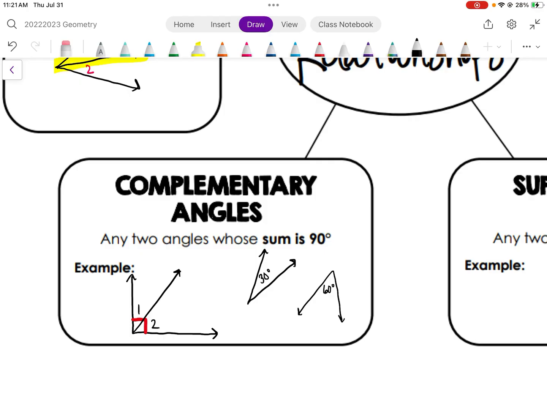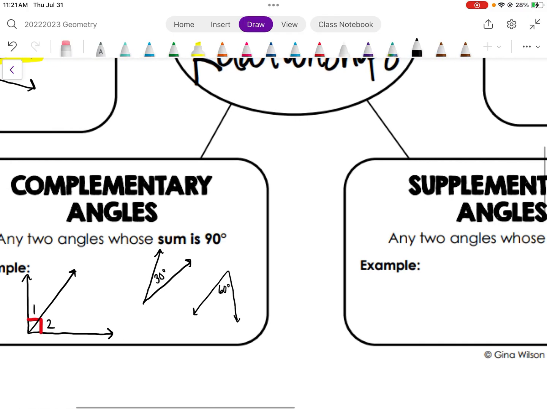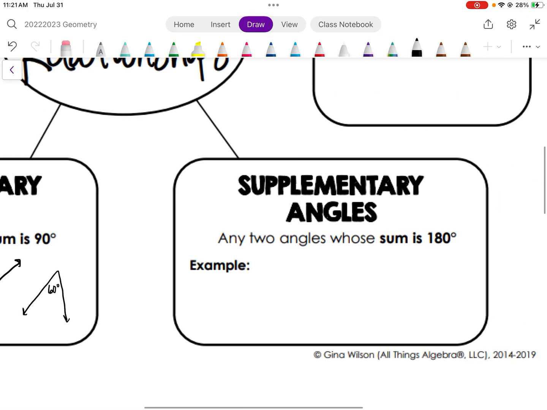Sometimes you'll just see the box and it's two angles that make up a right angle. Sometimes it's just two random angles that happen to add up to 90. Okay, supplementary angles has a similar concept. It's any two angles whose sum is 180.